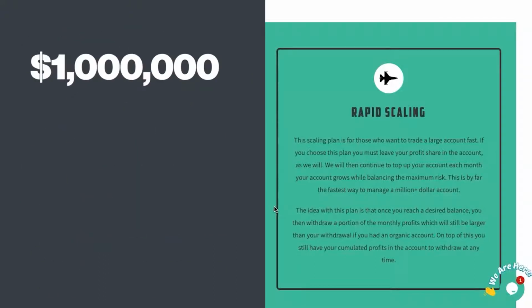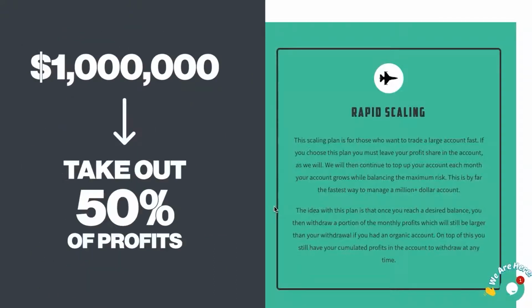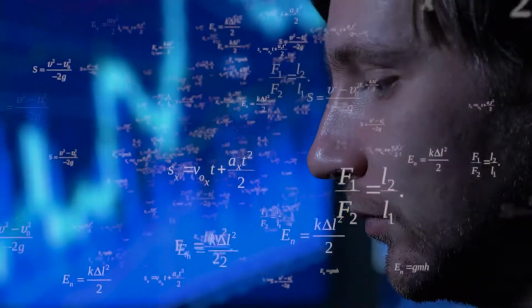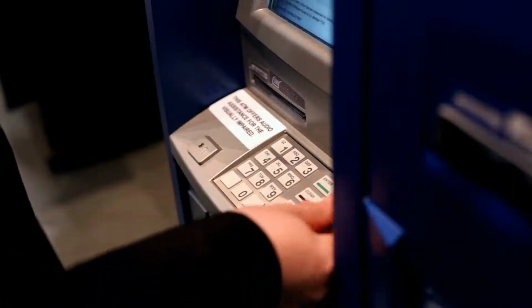Then once you're at $1 million, you might take out, say, 50% of your profits above the $1 million mark. This would then give you a much larger payout because you're getting a payout based on a $1 million account instead of a $100,000 account.